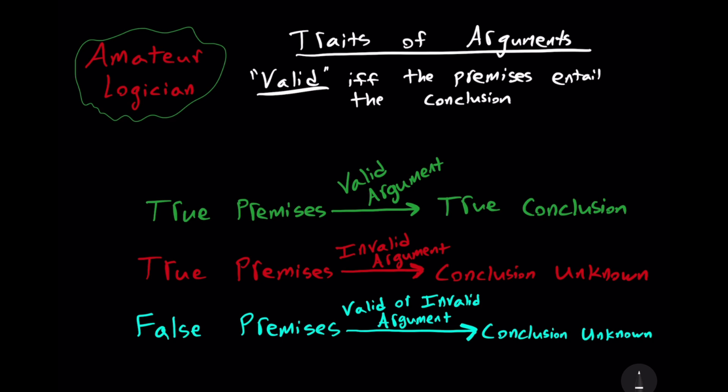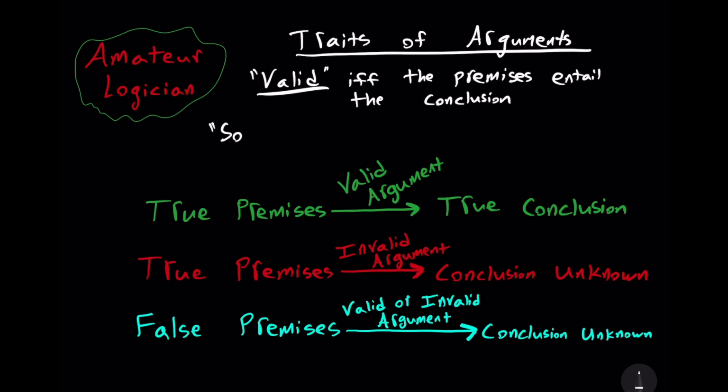A valid argument only means that the premises entail the conclusion, such that if you deny the conclusion, there's a sense in which you would be contradicting the premises. Logic helps us think about what it means for an argument to be valid. For instance, certain general forms, structures, or patterns of argumentation are valid, and some are not. That is, they're invalid.